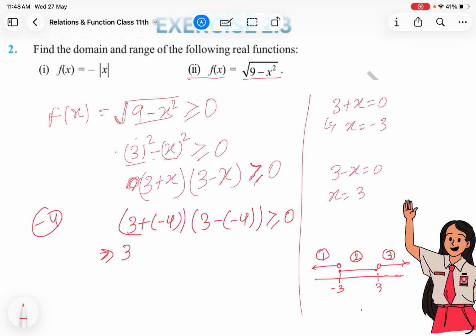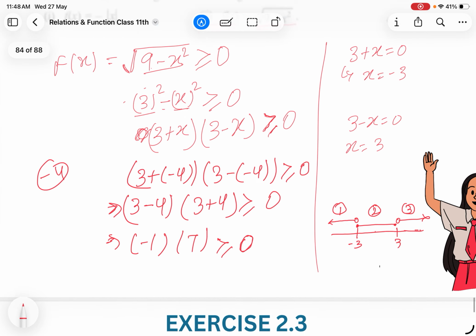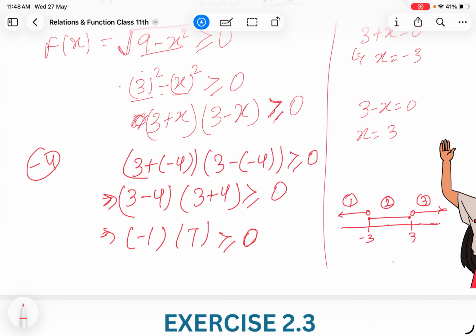Now it will be (3 minus 4) into (3 plus 4) is greater than or equal to 0. So 3 minus 4 will be minus 1, and this will be 7. We have to see if this inequality symbol is correct or not. If we multiply this, it will be minus 7 and greater than or equal to 0. Is this statement true? No, this statement is not true. So we cannot take any number less than minus 3. So this interval is cancelled, right?